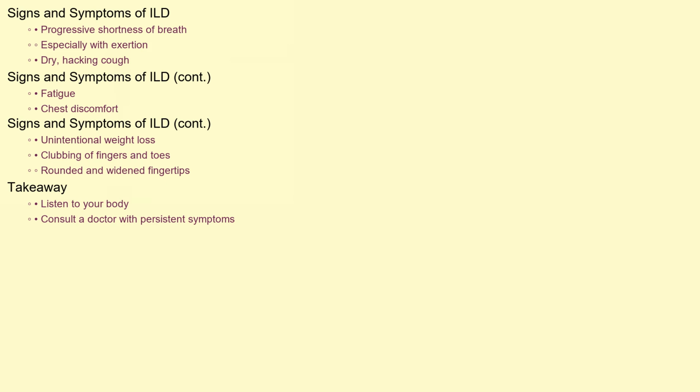What are the telltale signs and symptoms of ILD? The most common symptom is progressive shortness of breath, especially with exertion. This can start subtly and gradually worsen over time. A dry hacking cough is another frequent symptom. As the disease progresses, individuals may experience fatigue, chest discomfort, and unintentional weight loss. Clubbing of the fingers and toes, where the fingertips become rounded and widened, is also a characteristic sign in some cases of ILD. Listen to your body and consult a doctor if you experience any of these persistent symptoms.